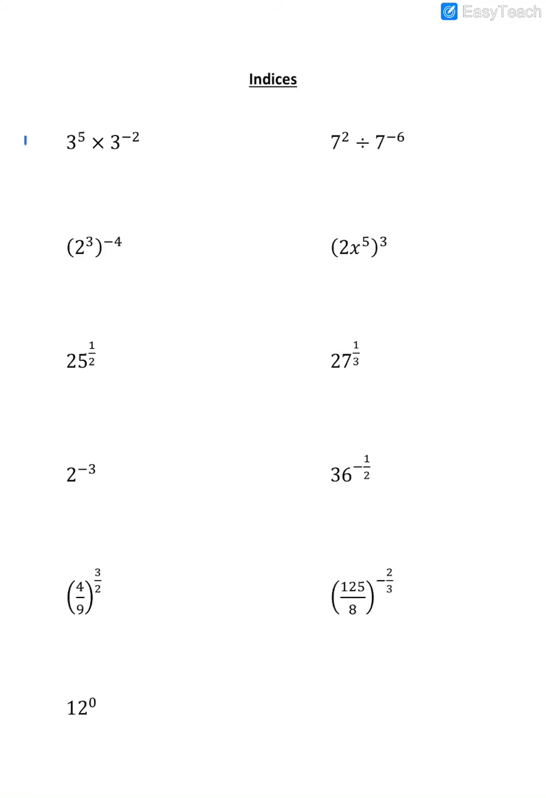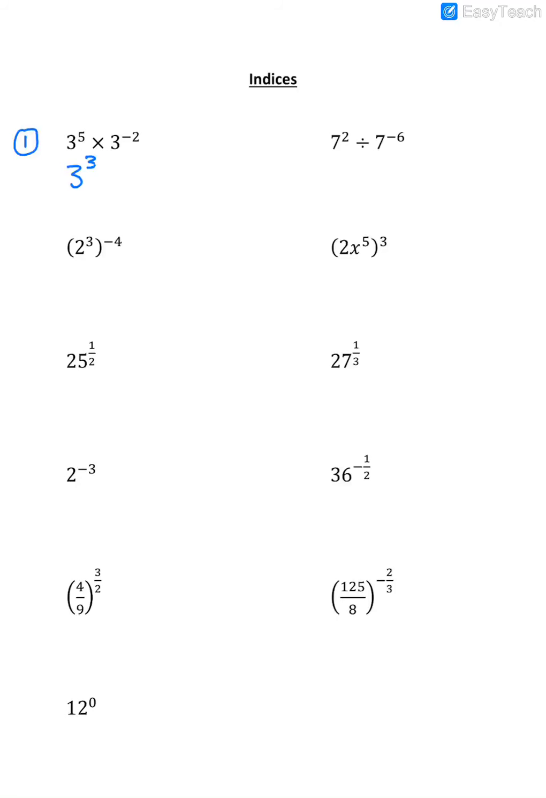Rule number 1. When you multiply, you add the indices together. So 5 plus minus 2 is 3, so the answer is 3 to the power of 3. The base number stays exactly the same, so if that's a 3, this will be a 3. But to get the power, you add the existing powers together. 5 plus minus 2 is 3.